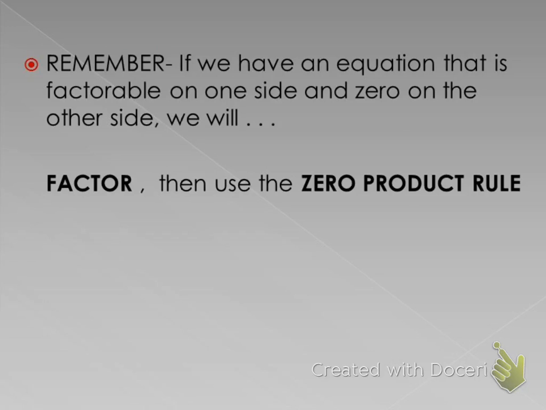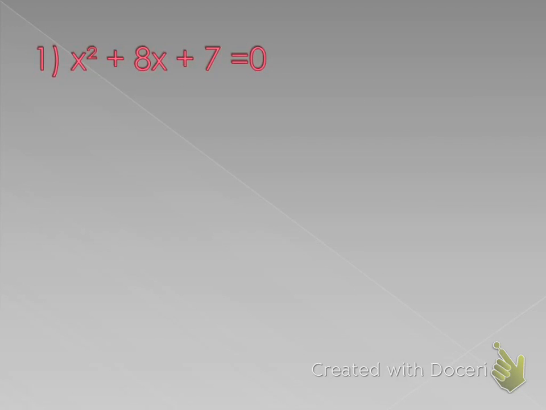Sorry, my computer is going crazy. Here is our first example. So go ahead and write that down. We have x squared plus 8x plus 7 equals 0.